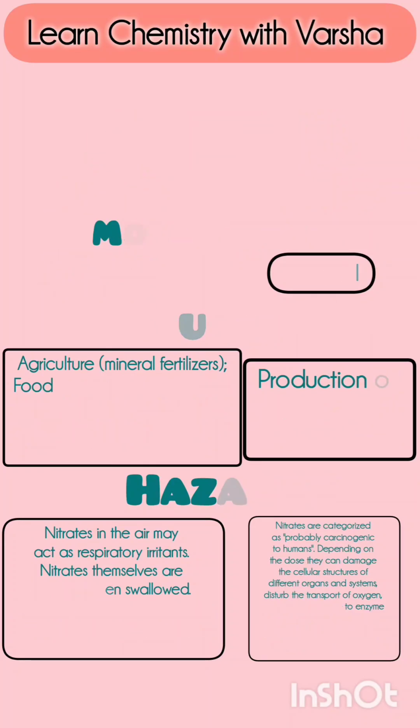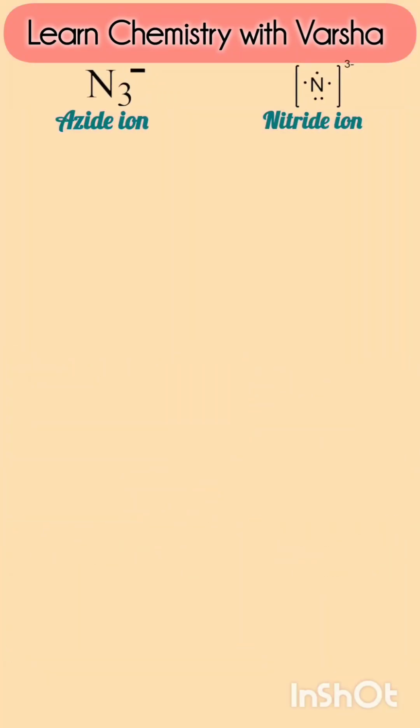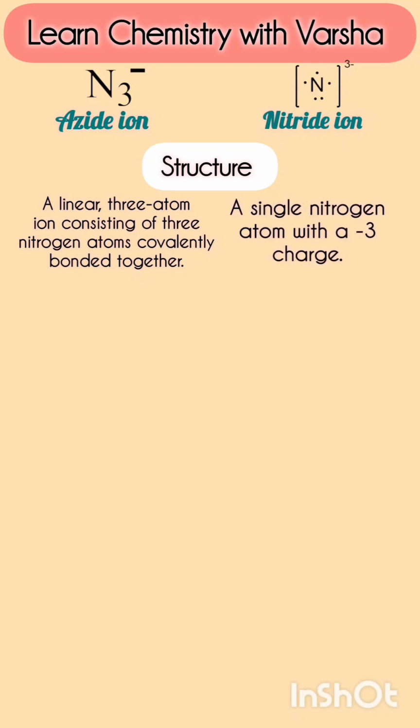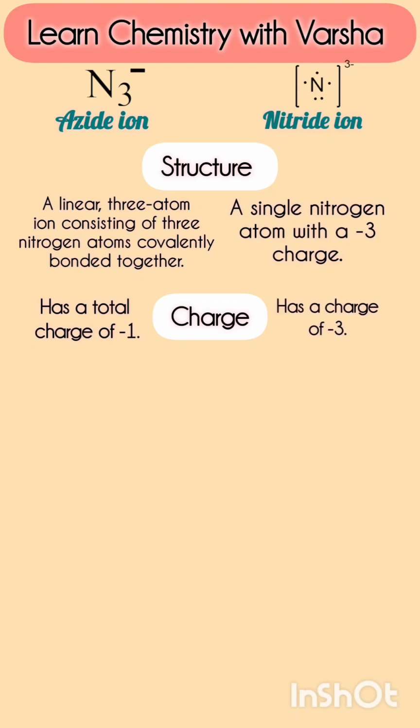Now moving on to the next slide, that is the difference between N3 negative, that is azide ion, and nitride ion, that is N3 negative. Okay, first is structure. Azide ion is a 3-atom ion consisting of 3 nitrogen atoms covalently bonded together, and a nitride ion is a single nitrogen atom with a -3 charge. And the next is charge. Azide ion has a total charge of -1, while the nitride ion has a total charge of -3.